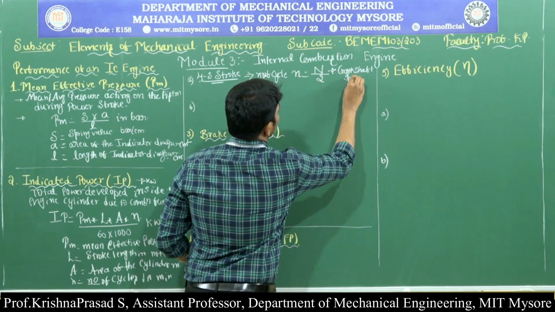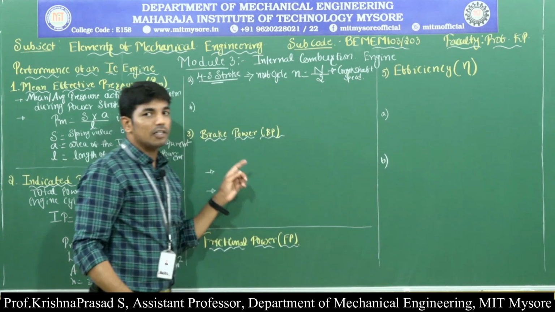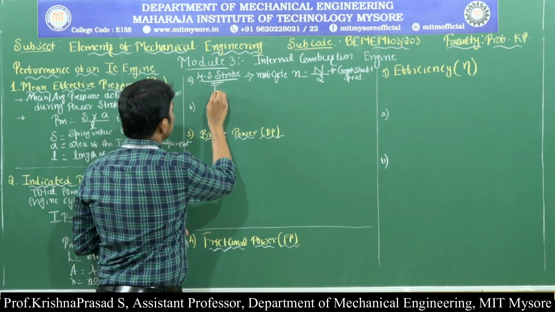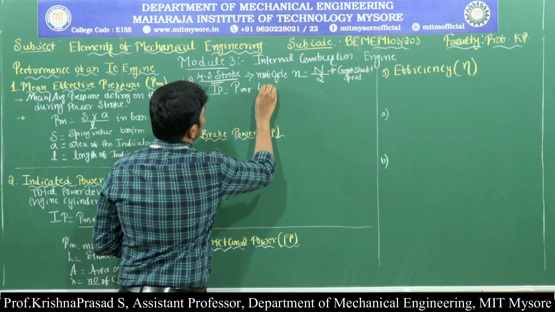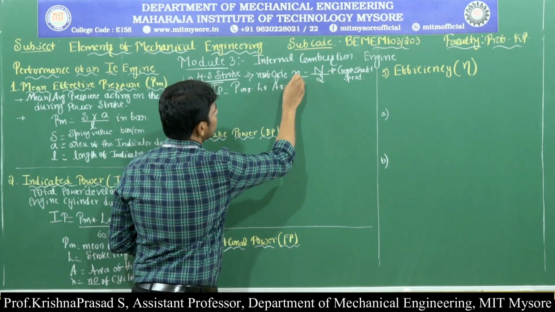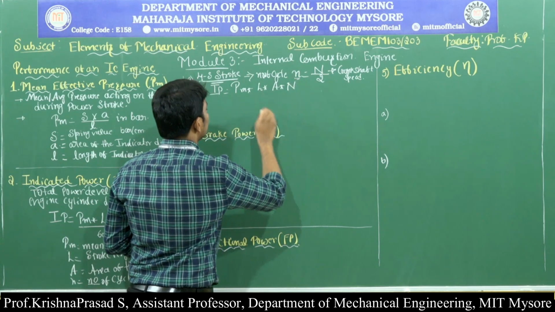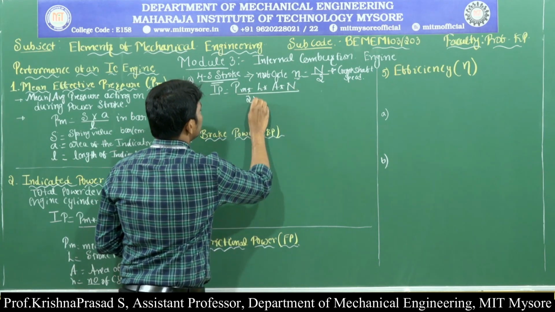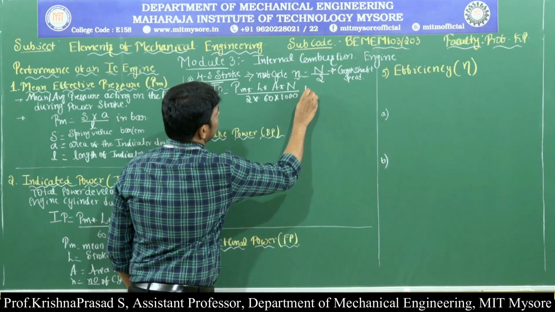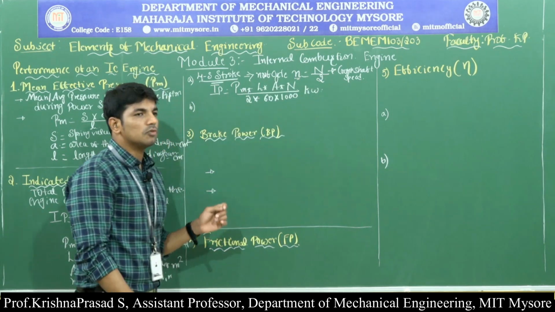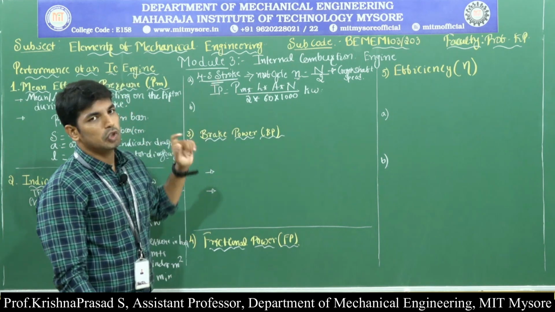Therefore, we can modify the formula for the 4-stroke engine. IP is equal to PM into L into A. Instead of small n, now write capital N divided by 2, into 60 into 1000, in kilowatts. So this is the indicated power for the 4-stroke engine.